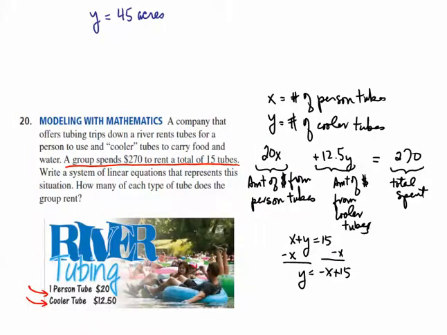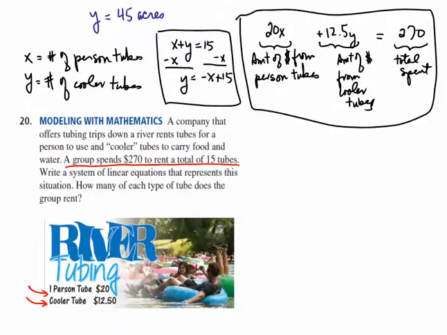Well, we're running out of space, so I'm going to rearrange things just a little bit here. Alright, so just take a second to see how I set that up. I have x is the person tubes, y is the number of cooler tubes, then together the number of person tubes plus cooler tubes has to equal 15. Solving for y, I get y equals negative x plus 15. Then I have my other equation, which is $20 times the number of person tubes plus $12.50 times the number of cooler tubes is going to equal $270.